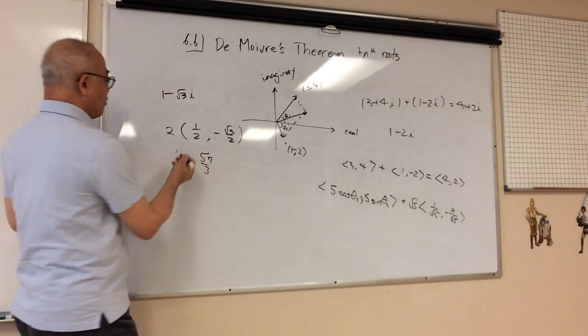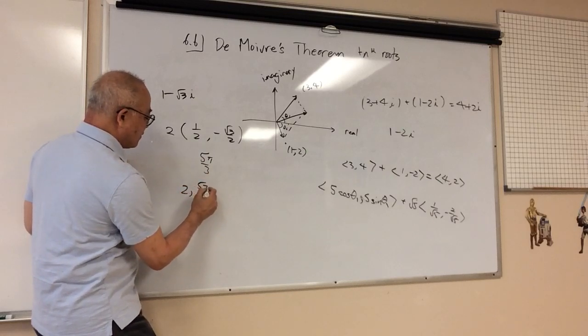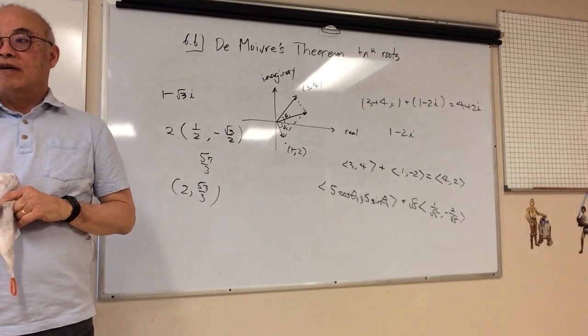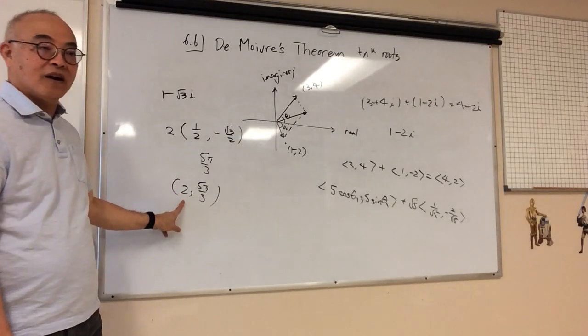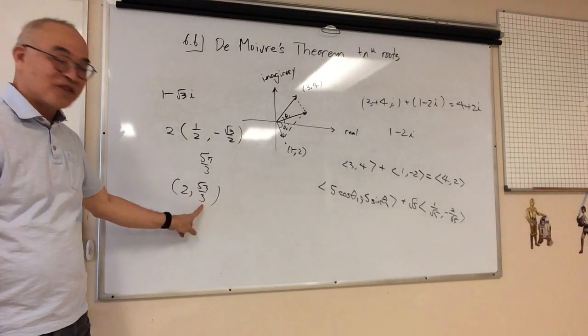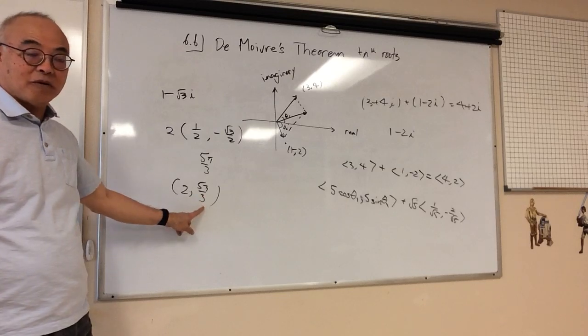So in polar coordinates, it's going to be 2 and 5 pi over 3. Can you see that? Yes. Right. Whereas this is called the modulus, and this is called the argument. Modulus, argument.